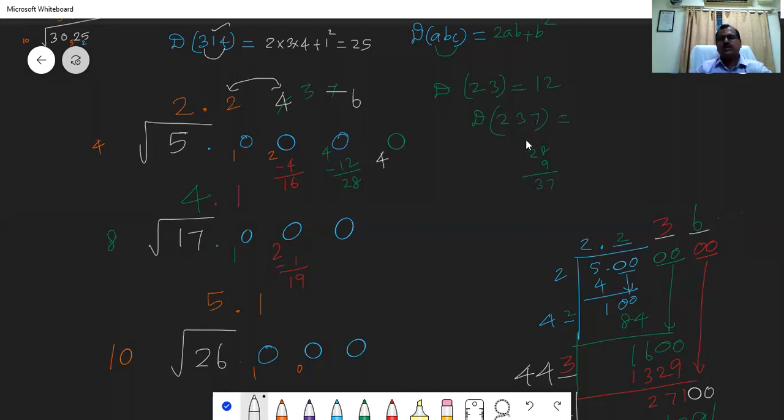Now 2 3 6. Come on, try with the 2 3 6. 2 6s are 12, into 2, 24. 3 3s are? 9. 33 can be subtracted from 40, yes? Yes. So I got 2.236. I get 2.236 in a few seconds, but here I take more number of steps.